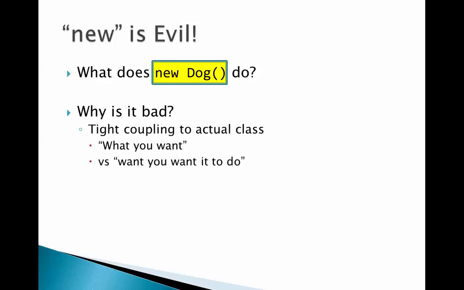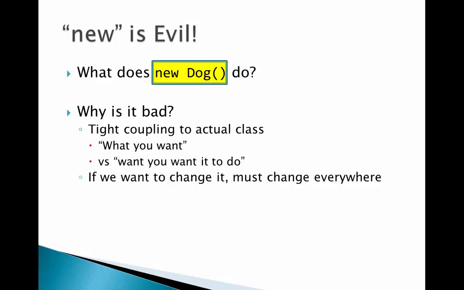The idea here is to think about what you want versus what you want to do. New dog is saying what I want is a dog, right? You care about the thing itself. What I really care about when I'm talking to a dog is how I can communicate with it and what I want it to do for me. So if we can abstract that out, that reduces our coupling. Rather than caring specifically about I depend on dog, I can say I depend on something that does something for me.